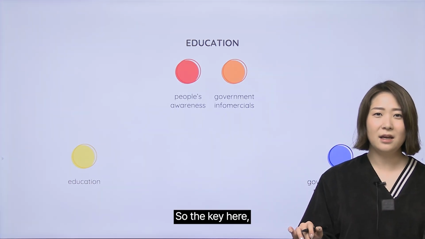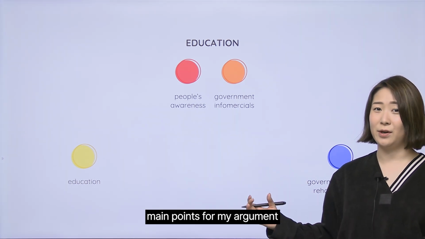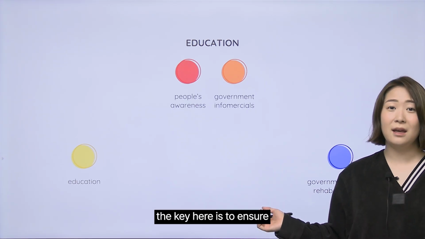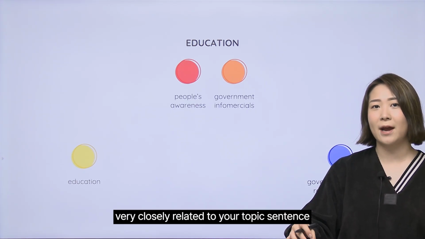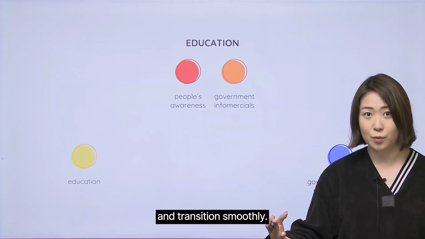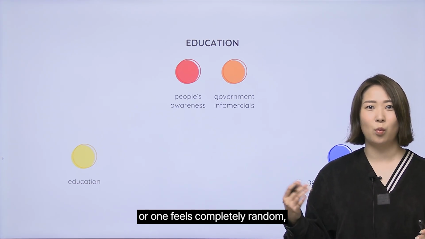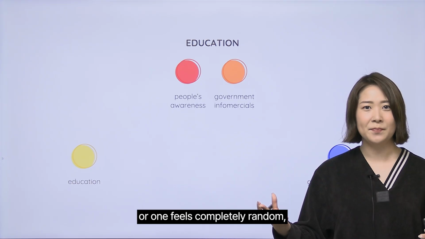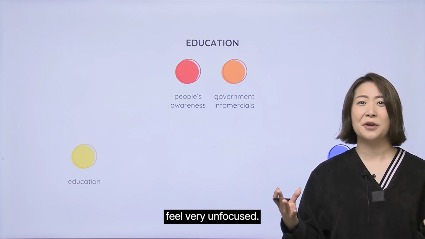So the key here, even though I discussed two very distinct main points for my argument, is to ensure that both points are still logically very closely related to your topic sentence and transition smoothly. If the points feel too disconnected or one feels completely random, that's going to hurt your essay because it's going to make the paragraph feel very unfocused.